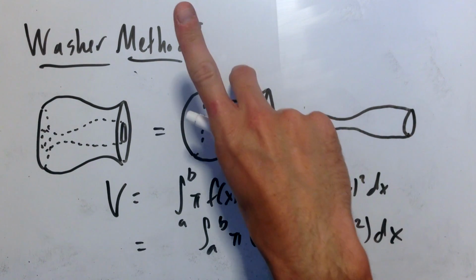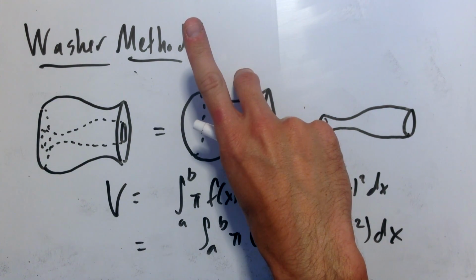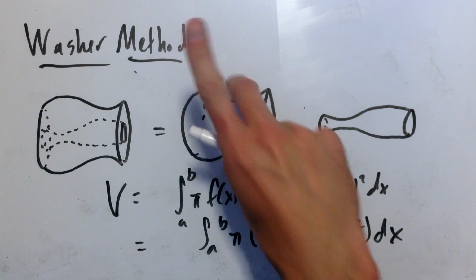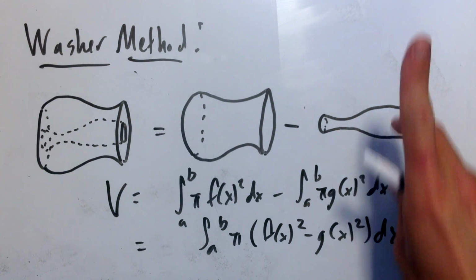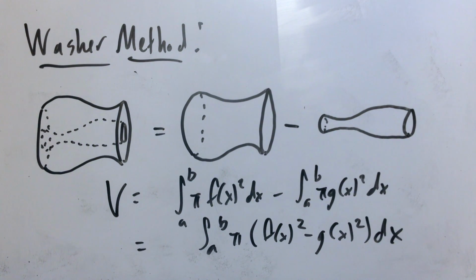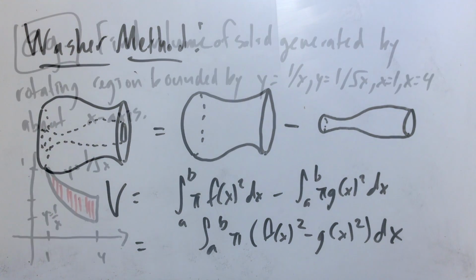Great. So since the big shape was determined by the function f, its volume is the integral from a to b of pi f(x) squared dx. Since the hole was bounded by the function g, its volume is the integral from a to b of pi g(x) squared dx. So subtract one from the other. Since I'm integrating from a to b in both cases, and since I've got this factor of pi, I can put them under the same integral sign, factor out a pi, and I have the integral from a to b of pi times f(x) squared minus g(x) squared dx. Fantastic. So let's do an example.